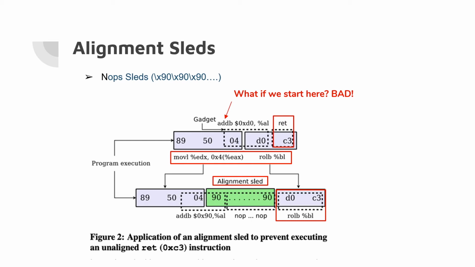You may think that this approach is somewhat inefficient because we need to execute nops, but this inefficiency could be easily avoided by a jump at the beginning of the alignment sled, so that if we execute the program from the beginning, the sled will be skipped.